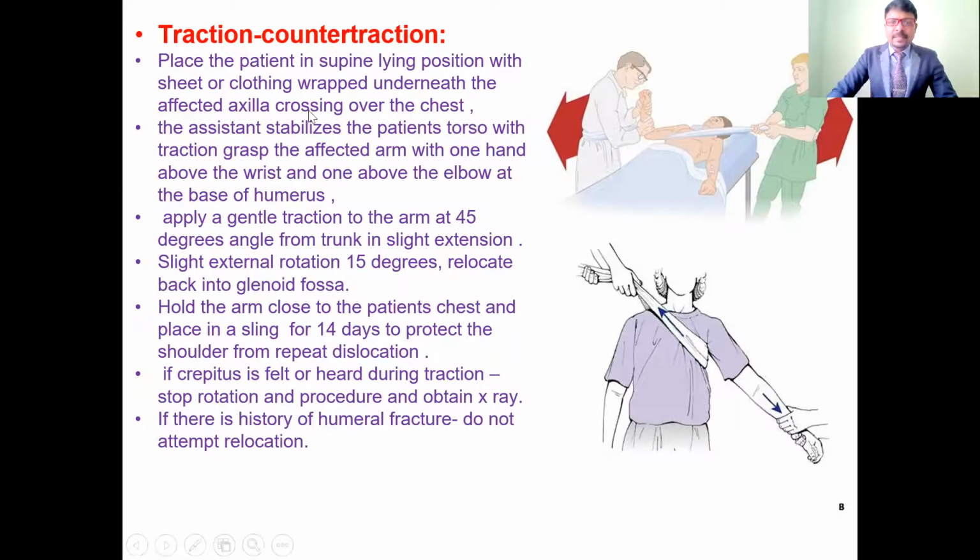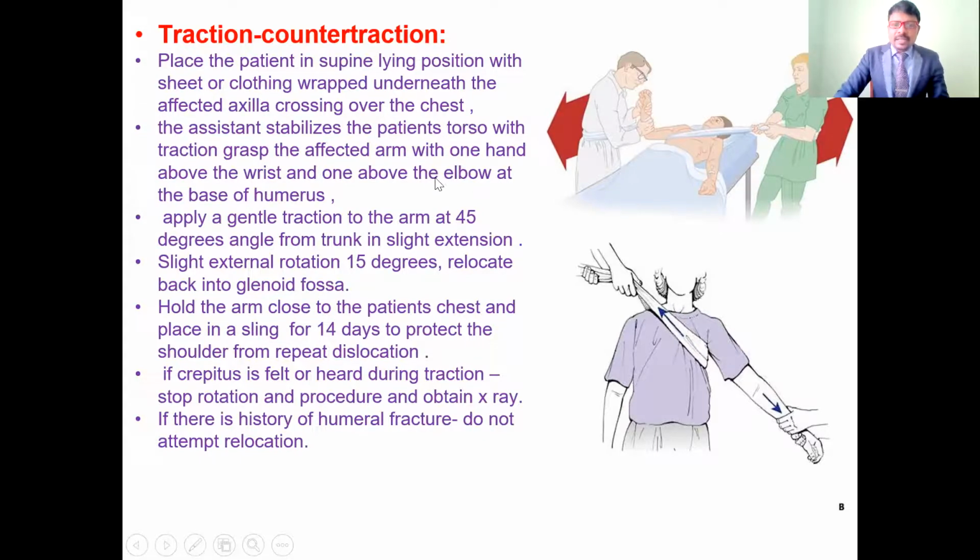Place the patient in the supine lying position with a sheet or clothing wrapped underneath the affected axilla, crossing over the chest. If you see here, this is a right side anterior shoulder dislocation. So the physician has to stay on the same side as the affected limb, the right side, and the assistant should stand on the opposite side, applying a sheet or cloth underneath the scapula and the chest, to give the pull in the opposite direction, like this.